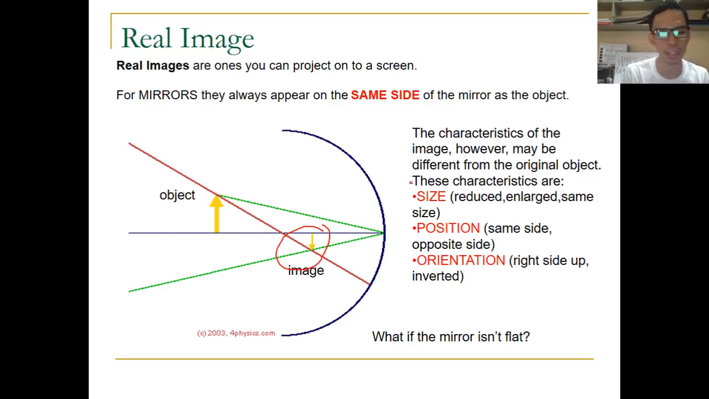As for the characteristics of the real image, in terms of size, sometimes they are the same in size, sometimes they are reduced, sometimes they are enlarged. Next one, in terms of position, real images are on the same side of the mirror. Next one, we have the orientation. The orientation of your real image is always inverted. Meaning to say, there is no real image that is not inverted. Please take note that in a real image, the image always appears on the same side of the mirror, meaning in front of the mirror. Unlike the virtual image, which appears as if it is behind the mirror. It is always on the opposite side for the virtual image.